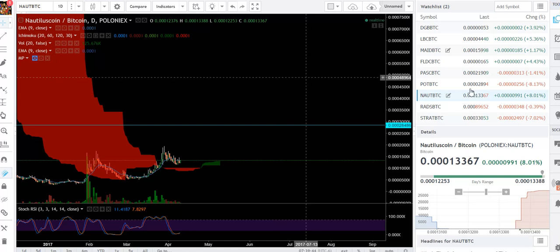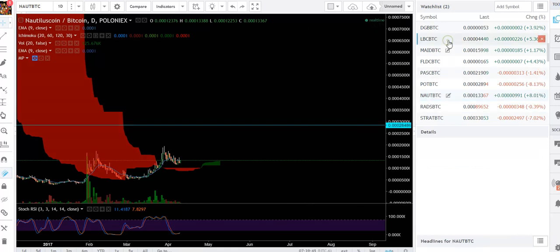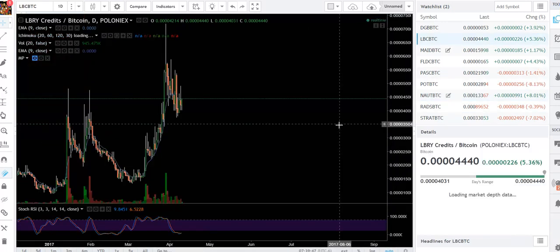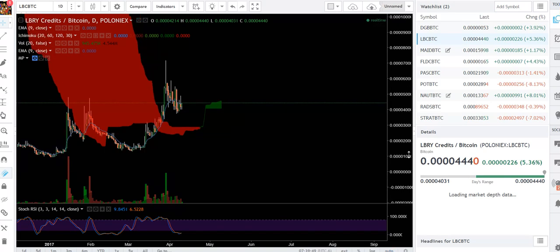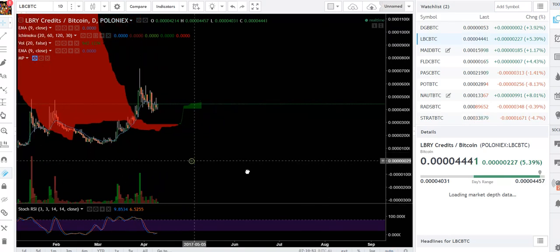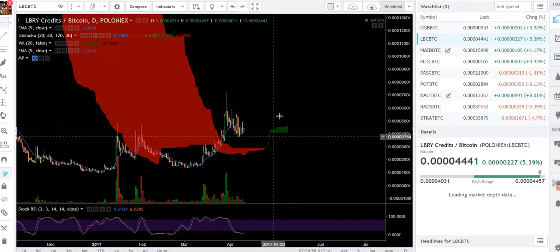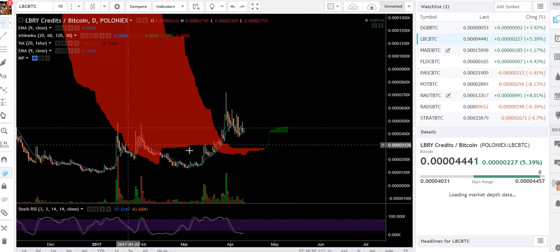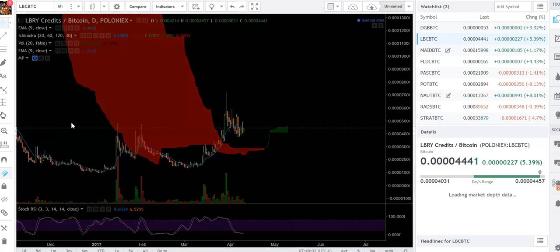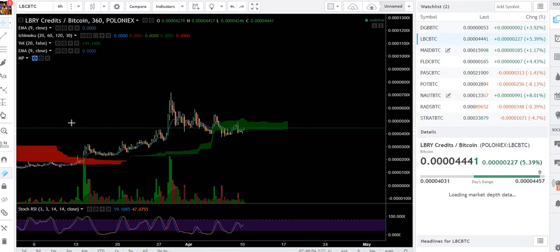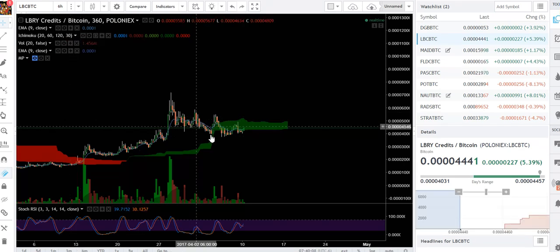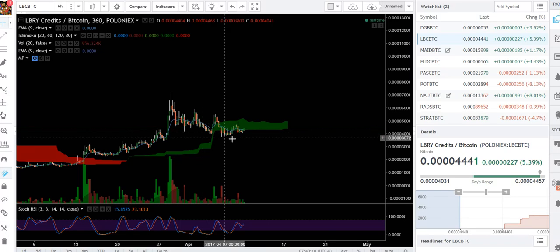Same thing for Libra. Okay, same thing, guys. This thing really looks a lot like Nautilus coin, actually. So same thing here. And now that we see it broke its daily cloud, let's flip through our other levels. Let's look at our 6 hour. How's it on the clouds? Okay, look, this thing fell down below the cloud here when it had its little retracement.